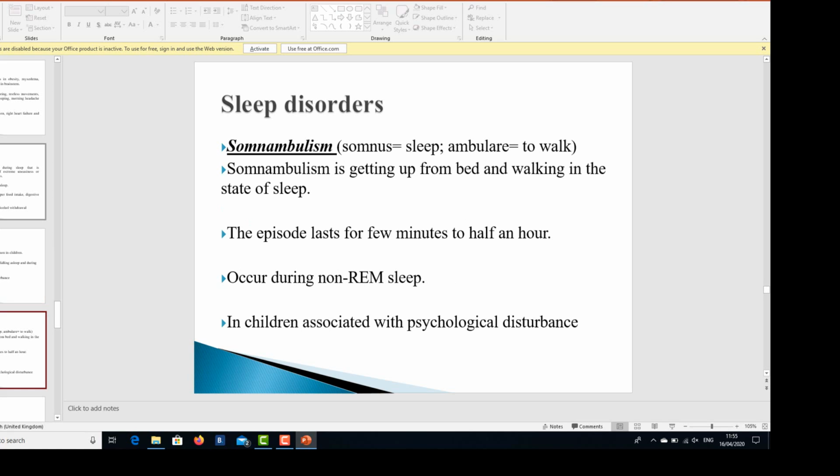Now, somnambulism. Somnus is sleep, ambulare is to walk. Somnambulism is getting up from bed and walking in a state of sleep. The episode lasts for a few minutes to half an hour and occurs during non-rapid eye movement sleep and in children who are associated with psychological disturbance.